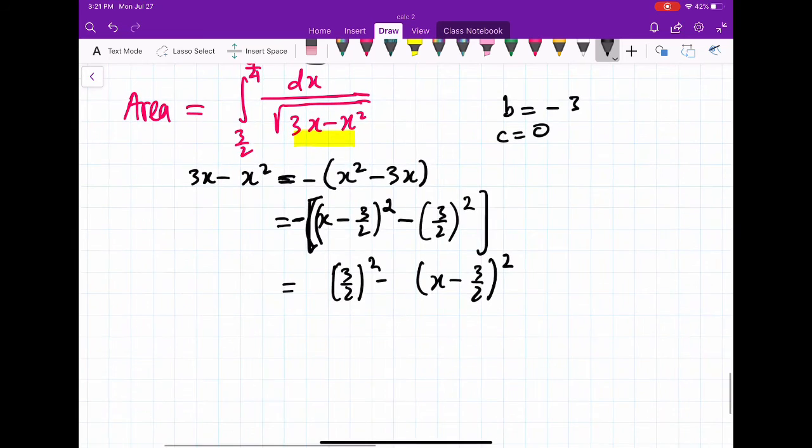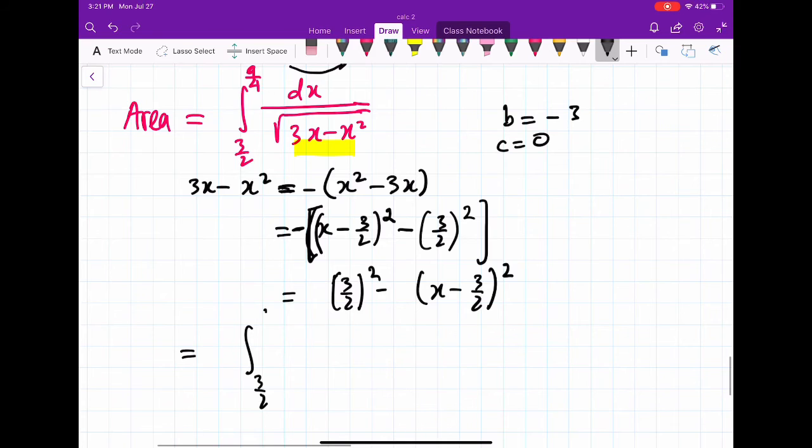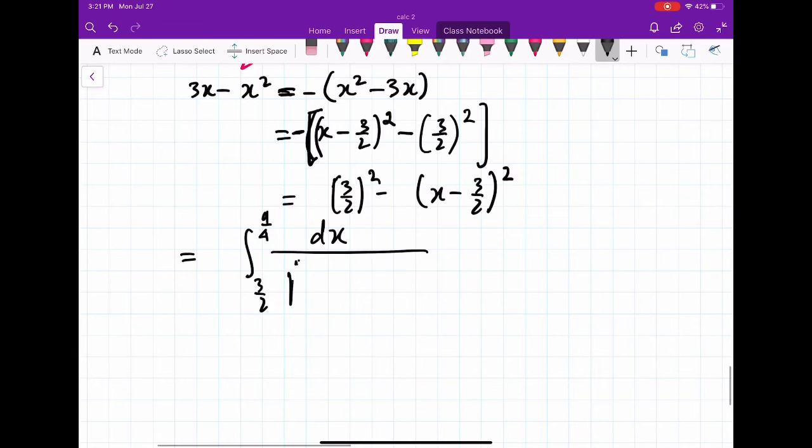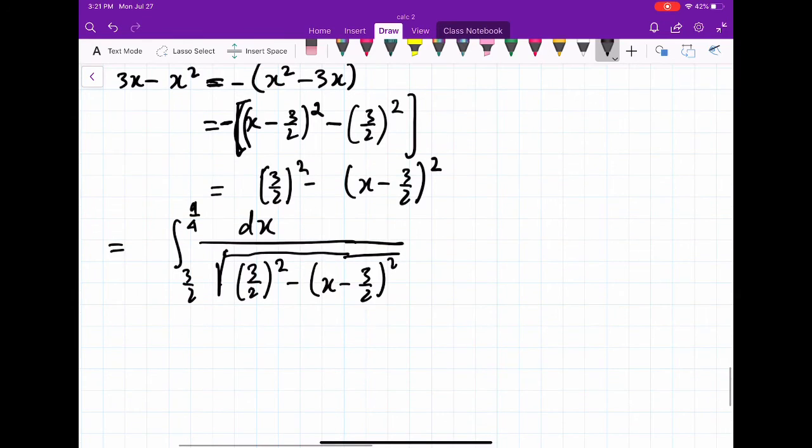So my integral looks like the integral from 3/2 to 9/4 of dx over the square root of (3/2) squared minus (x minus 3/2) squared. Okay, so you can see right away what this is. That is a squared minus u squared under a square root. Is that correct? So what is that? That is again arcsine, right? That is arcsine.